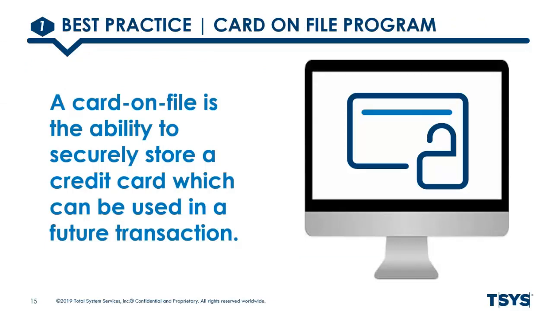And the first one is what we call card on file. And this is the ability to securely store a credit card that can be used in a future transaction. And this can be very similar to an experience at making a hotel reservation. When you check in, they like to see your credit card because they like to put any future purchases or charges against that card. So they essentially store it and associate it with your account.